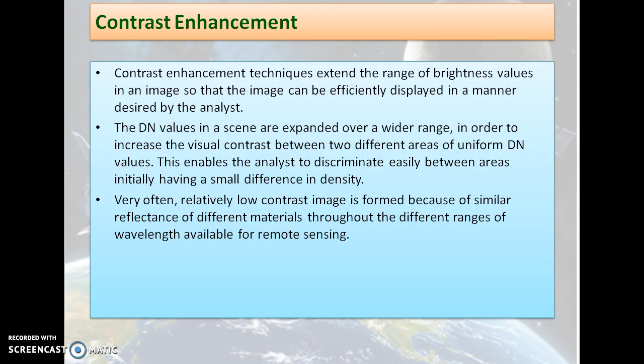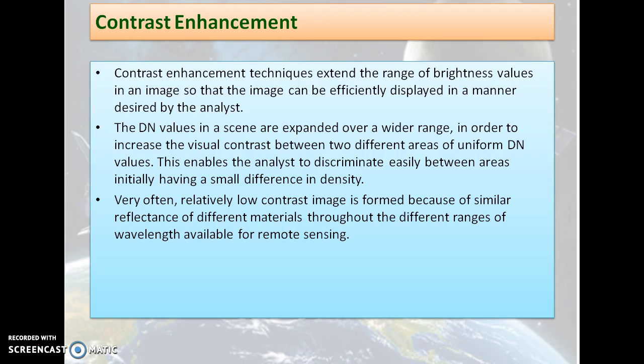Very often, relatively low contrast images form because of similar reflectance of different materials throughout the different ranges of wavelength available for remote sensing. When image data are acquired, the detected energy does not necessarily fill the entire gray level range that the sensor is capable of. And this can result in a large concentration of values in a small region of the gray level range, producing an image with very little contrast amongst the features.